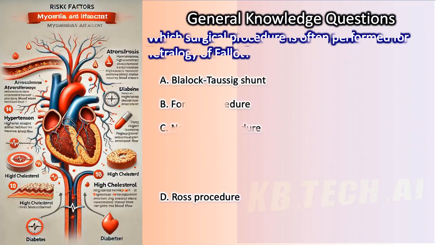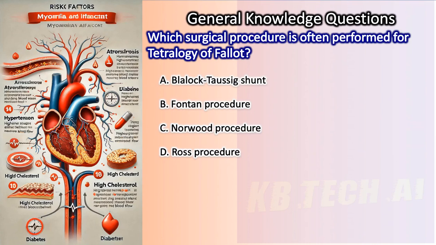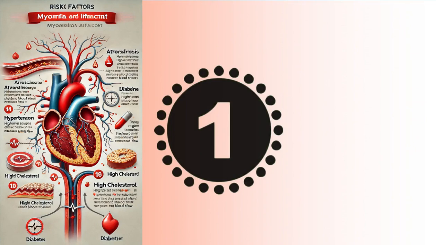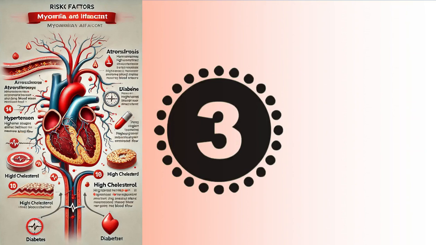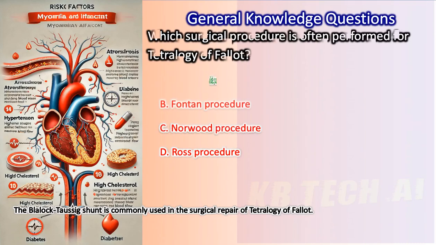Which surgical procedure is often performed for tetralogy of Fallot? Option 1, Blalock-Taussig shunt. Option 2, Fontan procedure. Option 3, Norwood procedure. Option 4, Ross procedure. The answer is option 1, Blalock-Taussig shunt.